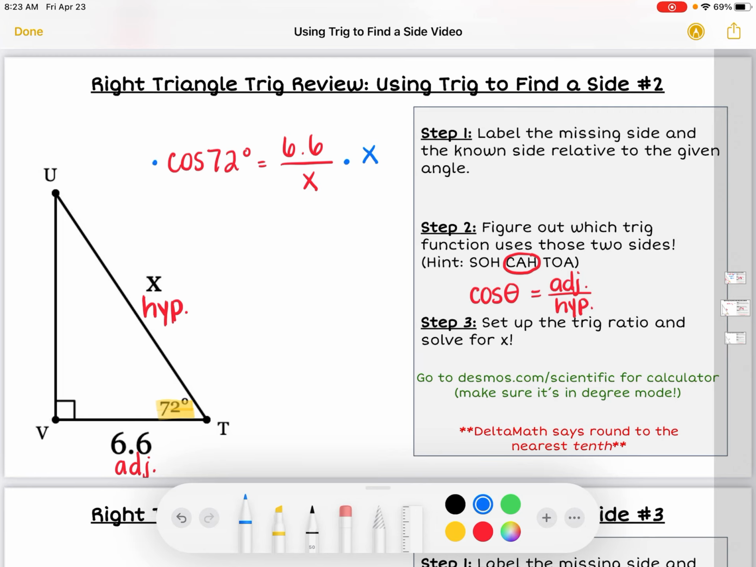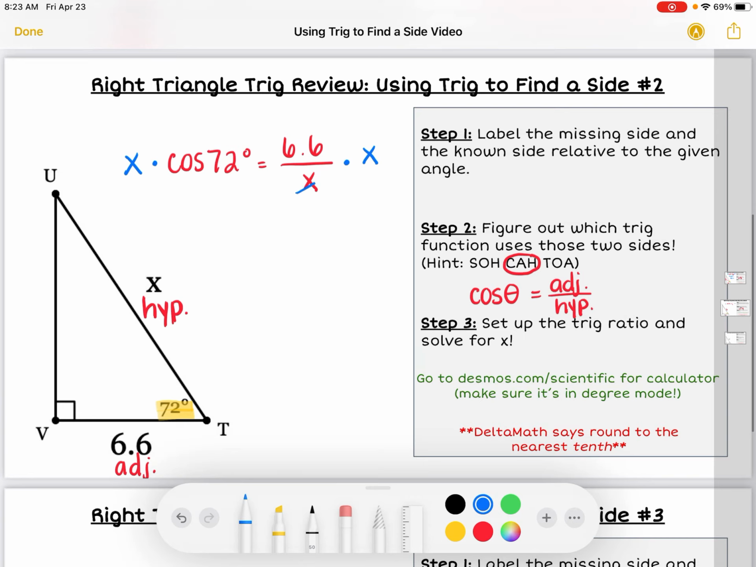Right now it's in the denominator, so to move it to the top, we're going to multiply both sides by X. So now the X is going to be in the numerator on the left side instead of in the denominator on the right side. It'll cancel out over there. So now we have X times cosine of 72 degrees equals 6.6. Now X still is not by itself, so we have one more step. To get X by itself, right now it's multiplying with cosine of 72 degrees, so we need to divide both sides by cosine of 72 degrees.